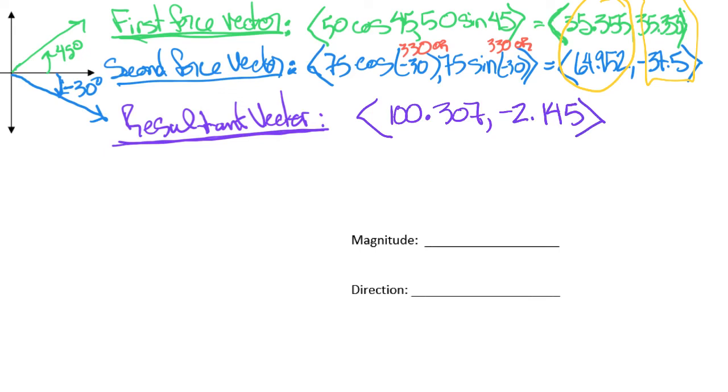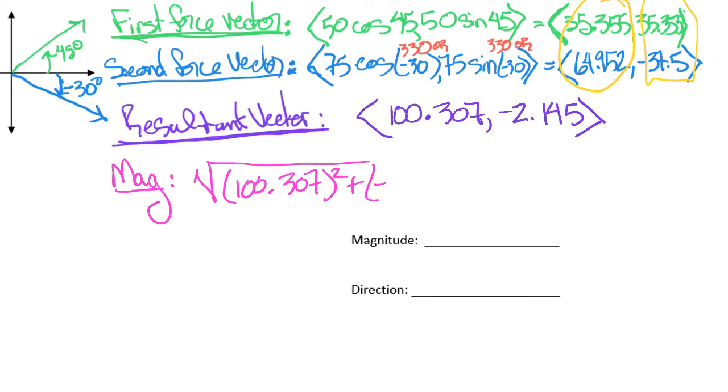Same way we found the magnitude before, guys. It's just going to be using Pythagorean theorem. And so it's going to be magnitude, I'm going to abbreviate mag, square root of 100.307 squared plus negative 2.145 quantity squared. Crunch that into your calculator, and we get approximately 100.330 miles per hour. And then our direction, remember to find our direction, we're going to do the tangent inverse.